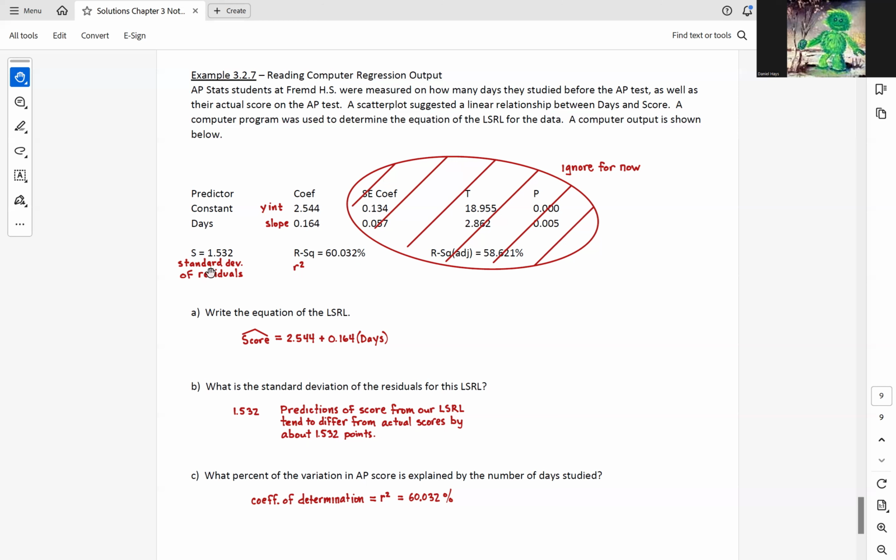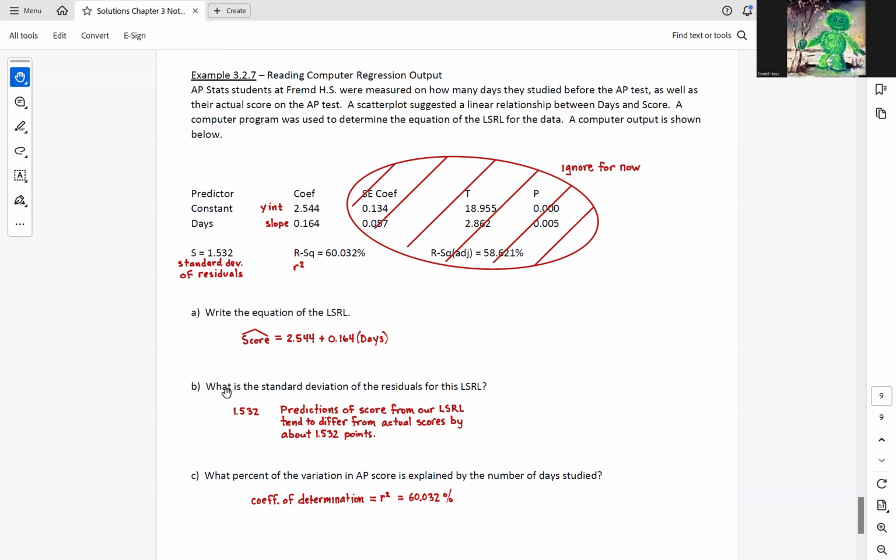Below those two values, we see an s. We see r sq, which is r squared. The s is a standard deviation. Which standard deviation is it? It's the standard deviation of residuals, which tells us on average how far off our predictions tend to be from actual y values of actual data points.